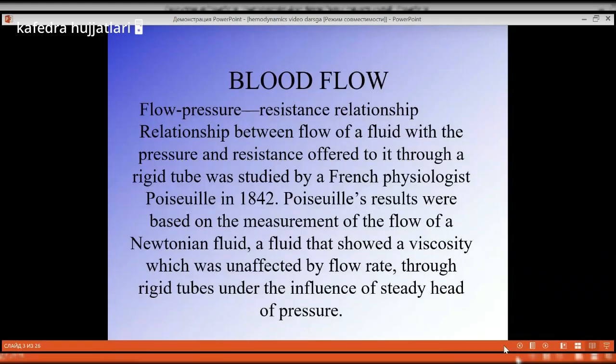Blood flow: the flow, pressure, resistance relationship. The relationship between the flow of a fluid with the pressure and the resistance offered to it through a rigid tube was studied by a French physiologist, Poiseuille, in 1842. Poiseuille's results were based on the measurement of the flow of a Newtonian fluid, a fluid whose viscosity is unaffected by flow rate, through rigid tubes under the influence of a steady head of pressure.